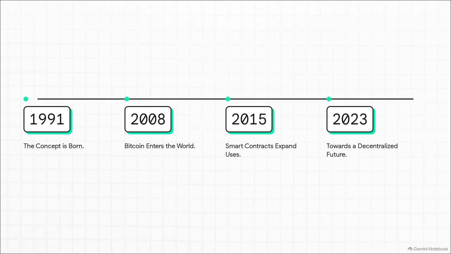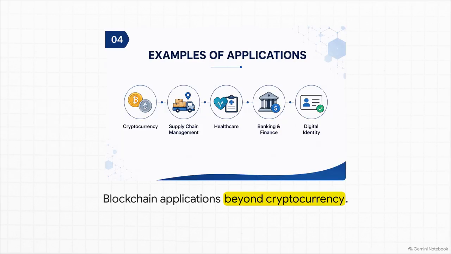Then, around 2015, things really exploded when Ethereum introduced smart contracts, allowing developers to build entirely decentralized applications that went way beyond just currency. And today, well, we are hurtling towards a fully decentralized future, where blockchain is the absolute backbone of Web3 and modern digital identity. Which brings us to a super important realization. When you hear the word blockchain, you probably immediately think of cryptocurrency, right? Like Bitcoin. But crypto is just one single application.